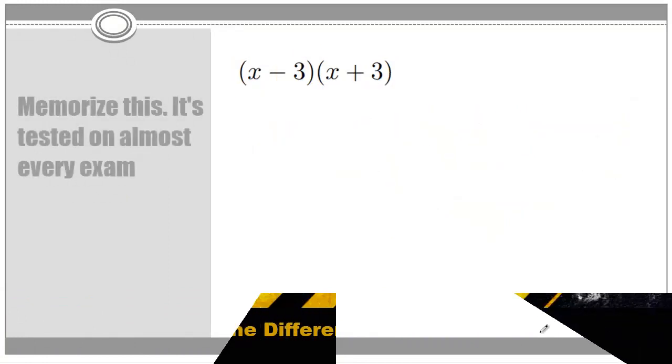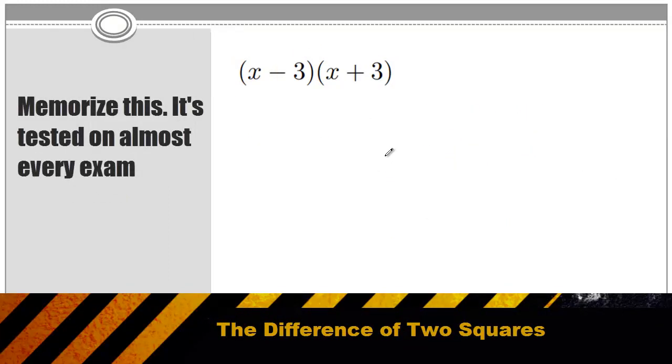And that's it. There are a few quadratics that become what's known as special situation quadratics, or special quadratics, and this is one of them. Watch what happens when I FOIL.